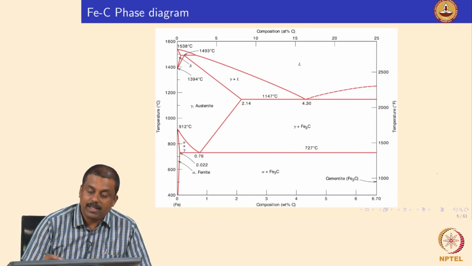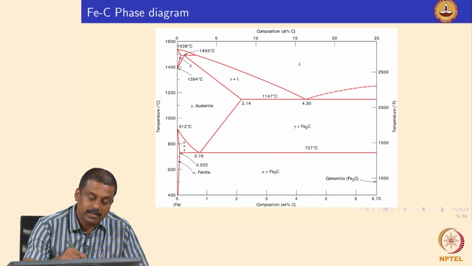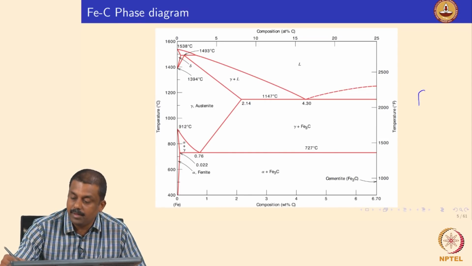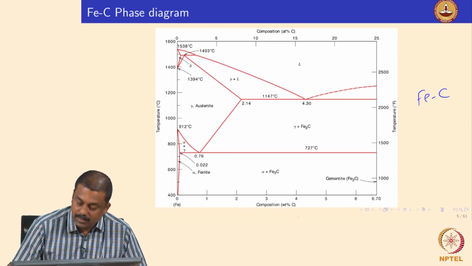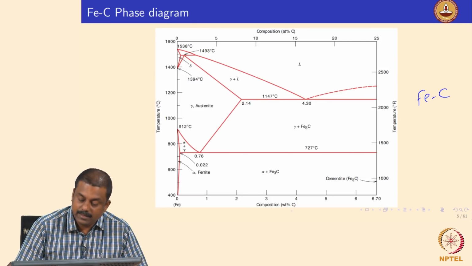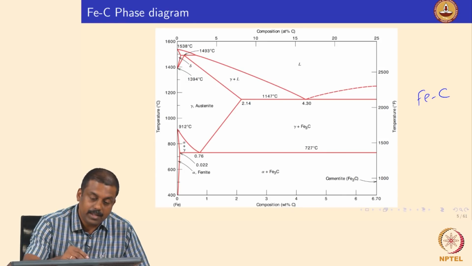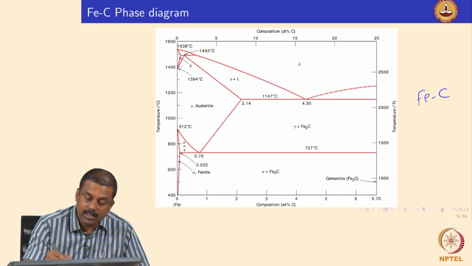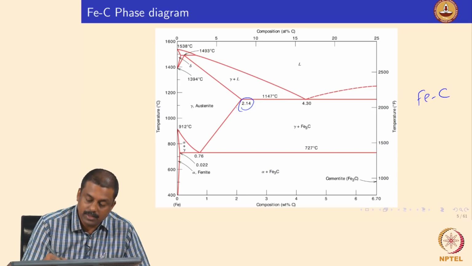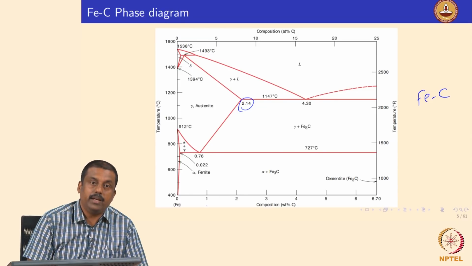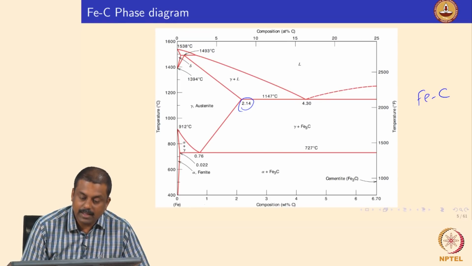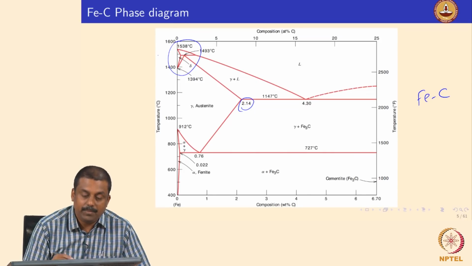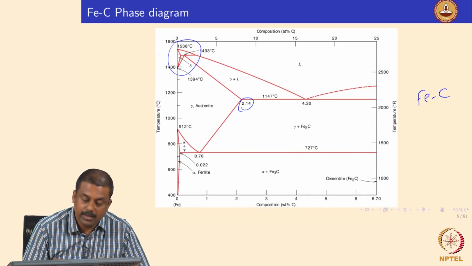If you look at the axes, we have the temperature on the y axis and the composition on the x axis. Because this is a pure iron carbon diagram, the composition on the x axis is carbon. The moment you say steel, we restrict the carbon composition to less than 2.14. So a carbon concentration less than 2.14 is considered steel. The reason is the solidification behavior, which I am not going into detail, so you can refer to some textbooks about it.